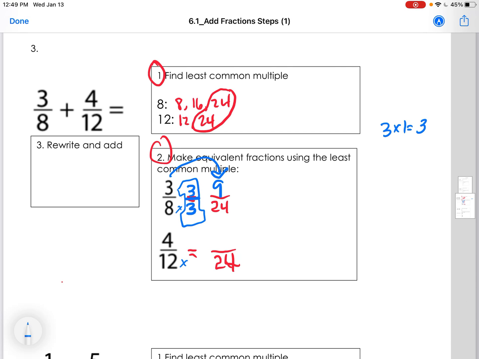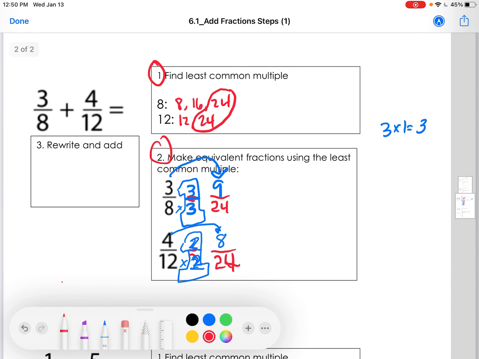And now let's do the same thing with 4/12. We ask ourselves, 12 times what number gives us 24? Well, 12 times 2 is 24. So the whole that we are multiplying by, or the one that we're multiplying by, would be 2/2. And so 12 times 2 is 24, and so 4 times 2 is 8. So the equivalent fraction to 4/12 would be 8/24.